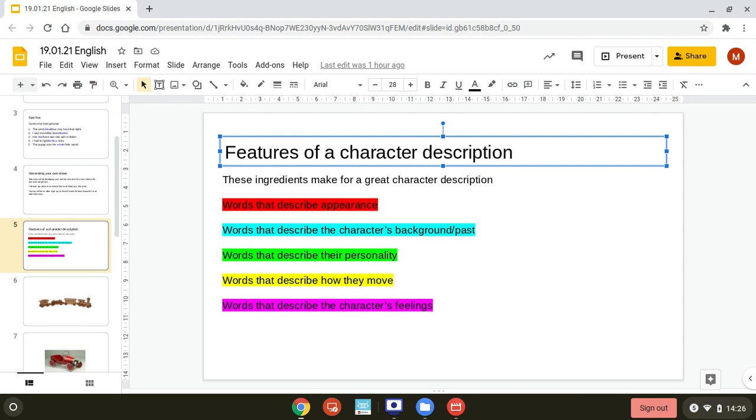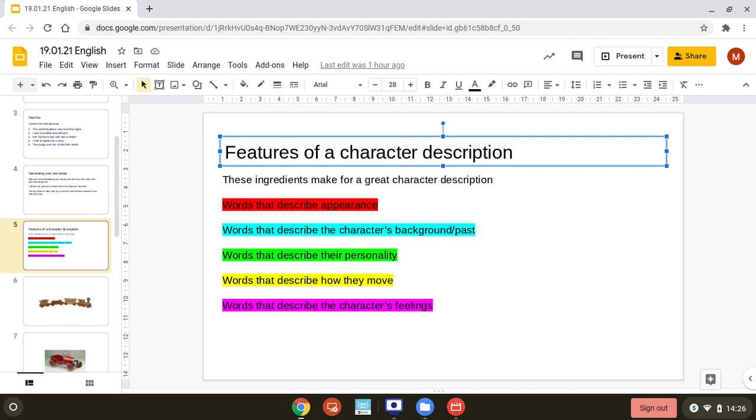We need to describe how they move. That tells us a lot about a character. How they move about. Do they run? Do they sprint? Do they amble? Do they saunter? And then we need to think about how that character feels in their life. Are they a happy and excited character, or are they a low and despondent character?